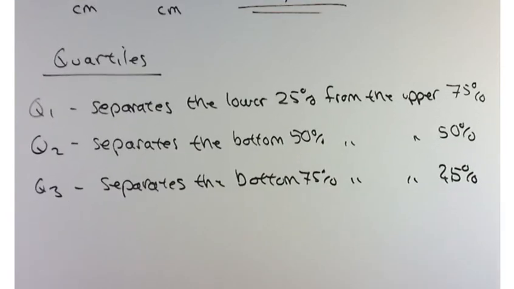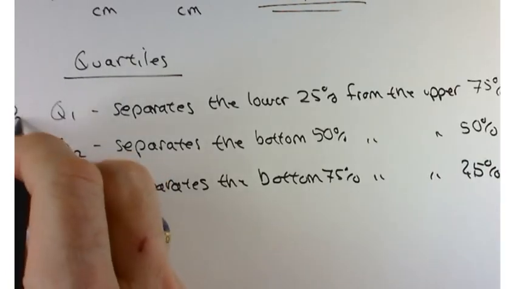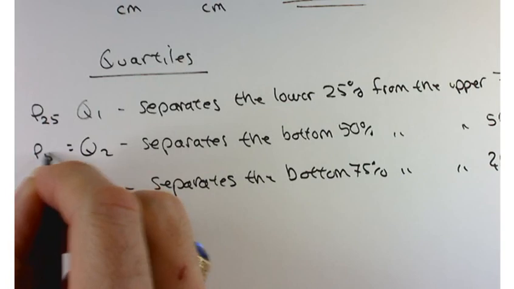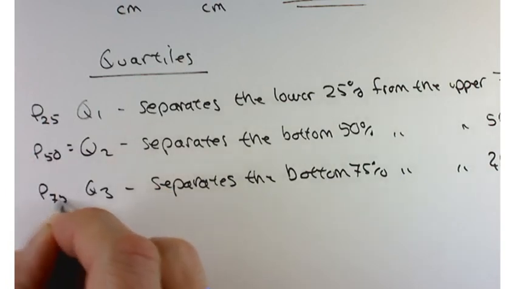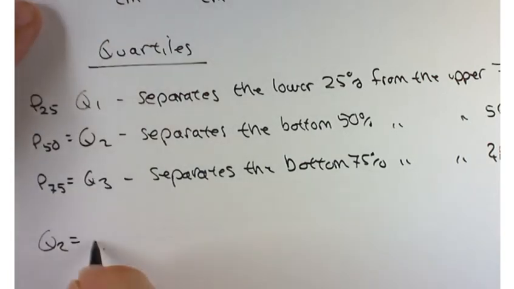Now we're not going to get our hands on deciles, although we can. Let me break this down into percentiles. Q1 is also P25. Q2 would be P50. And Q3 would be P75. These are percentiles. So it's what separates the bottom 25% of your data from the upper 75%, and so on. And Q2, remember, has that special name of the median.